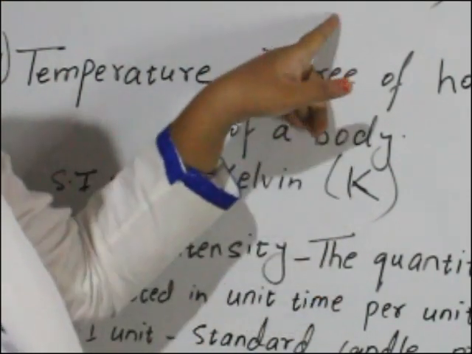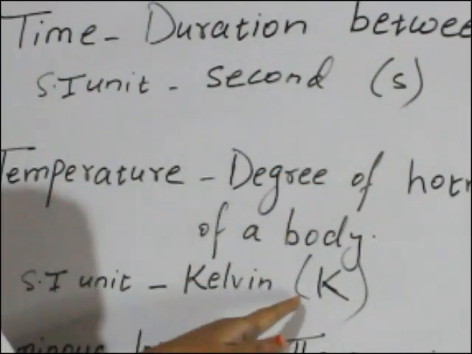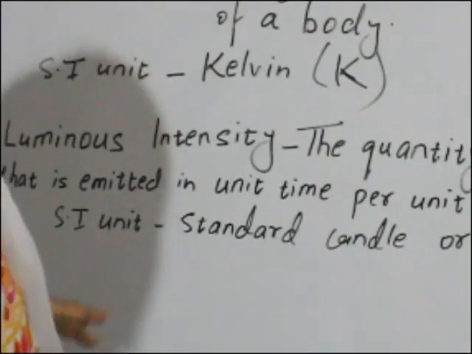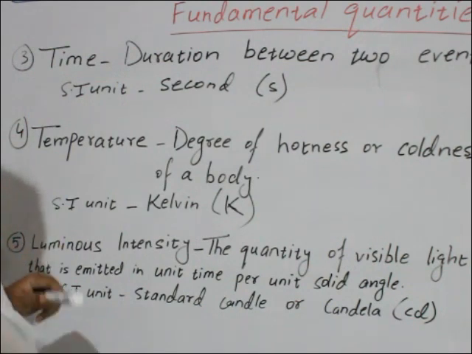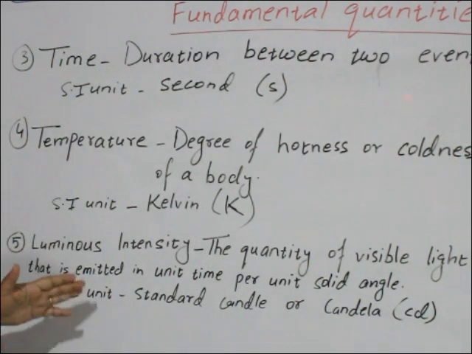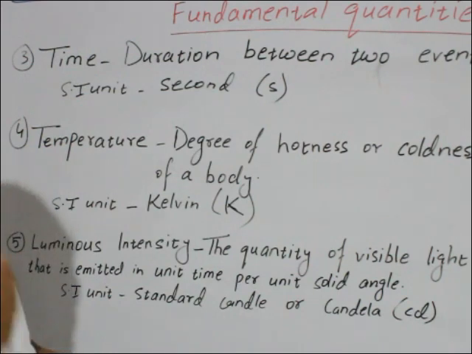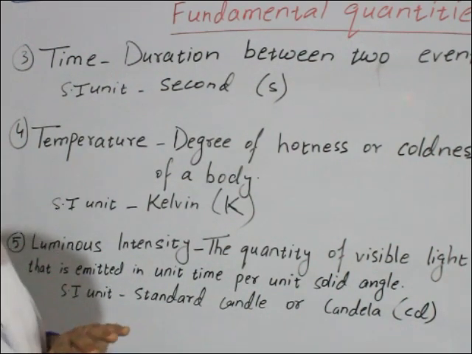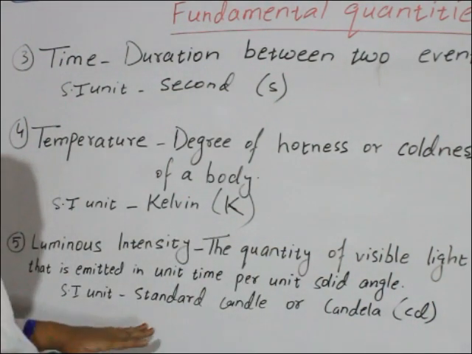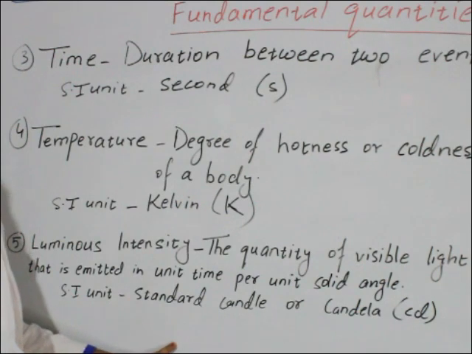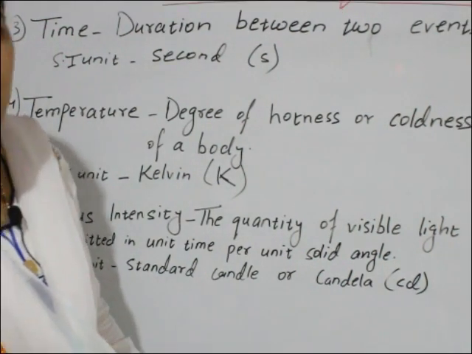Here capital K, Kelvin. Next is luminous intensity. Luminous intensity means what? The visible light. The amount, the quantity of visible light that is emitted by the source in unit time per unit solid angle. Solid angle unit is what? Steradian. So in unit time per unit solid angle. Its SI unit is standard candle, also known as candela, that is small c small d.